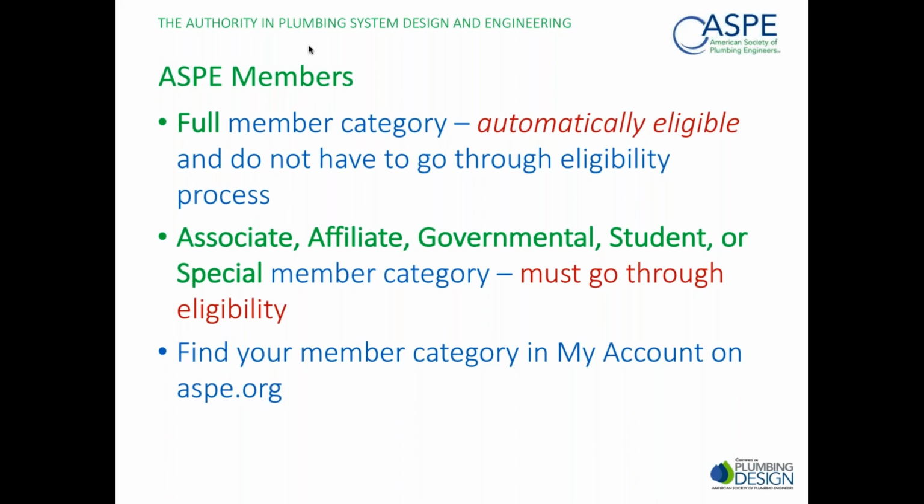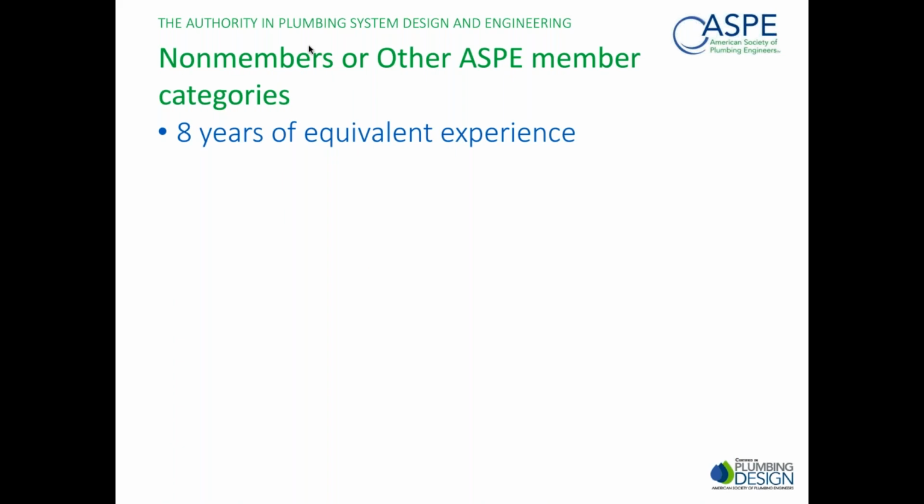If you're an ASPE member who is not a full member, such as an associate, affiliate, governmental, student, or special member, you must go through eligibility. If you're not sure what your member category is, if you visit my account on aspe.org, you can find this. You can also speak to your local chapter officer or reference your membership card also. If you're not an ASPE member, you're required to go through the eligibility process.